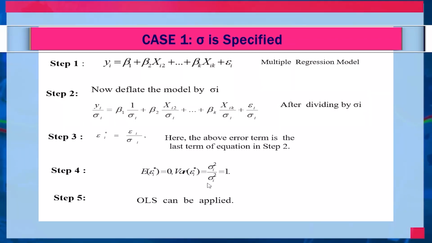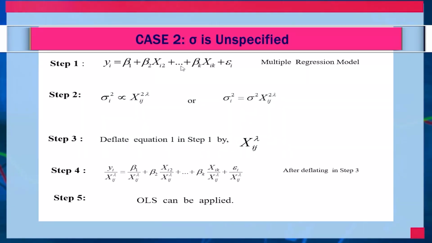So if sigma is specified, the easiest way to rectify the problem is by dividing the equation by sigma i, thereby deflating by sigma i, and we get a new error term which is the original epsilon i divided by sigma i. We calculate the variance of the new error term, and thereby we come to the conclusion that the variance is constant and OLS can be applied when sigma is specified. Now we proceed to the second case, when the sigma is not specified.